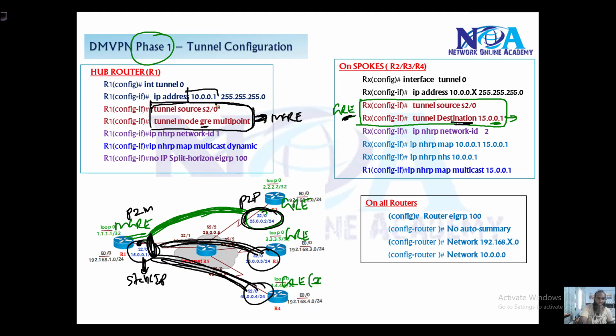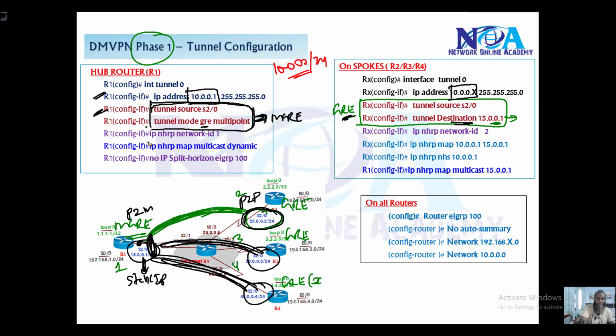And then we can give any IP. Of course, I'm using the 10.0.0.0/24 subnet here, and I'm using 1 here, 2 here, 3 and 4 as per my topology. So the first thing, you need to assign the IP address and then configure the GRE or multi-point GRE depending upon which phase you are implementing.